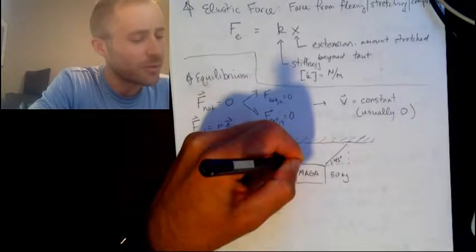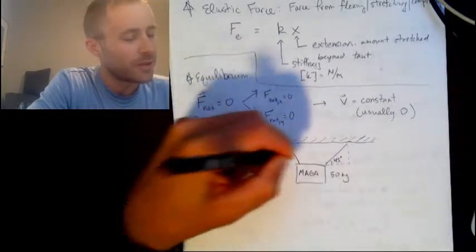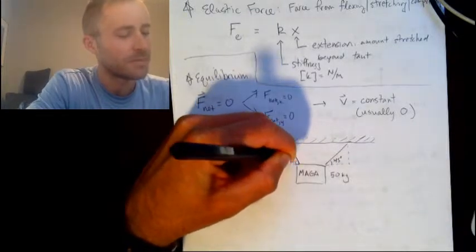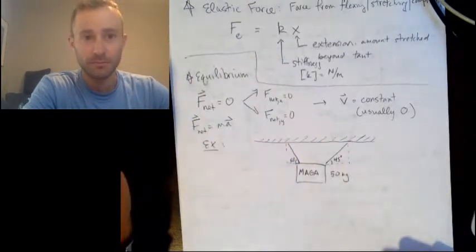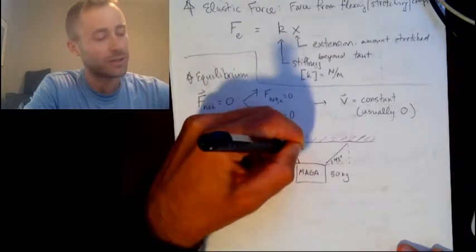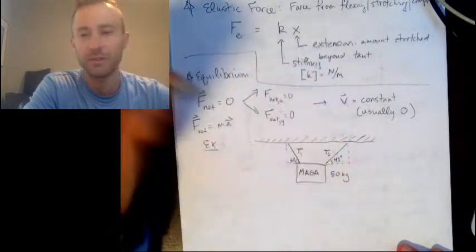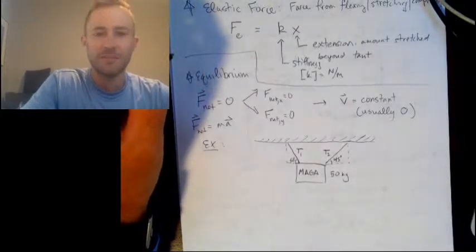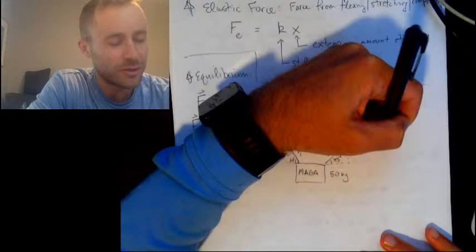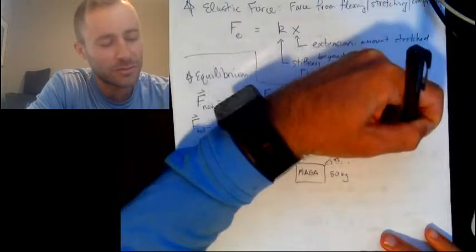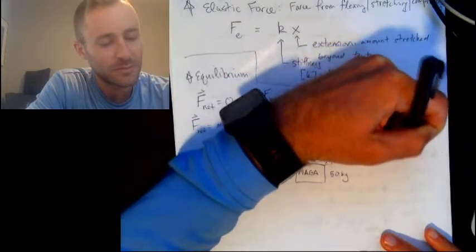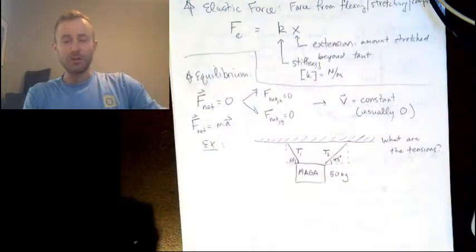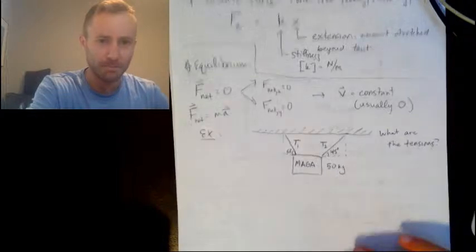And then there's a second rope that makes an angle of 60 degrees with the horizontal. Now these are ropes, so they exert tensions. That's tension T1, that's tension T2. And so what we want to do is determine what are the tensions. So we're going to use the fact that the sign is in equilibrium.